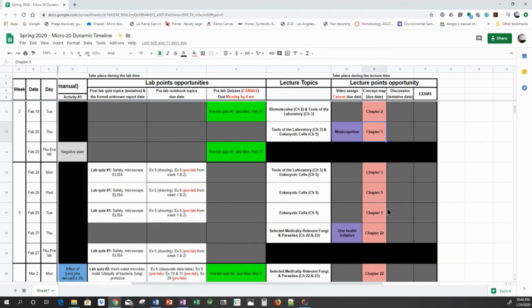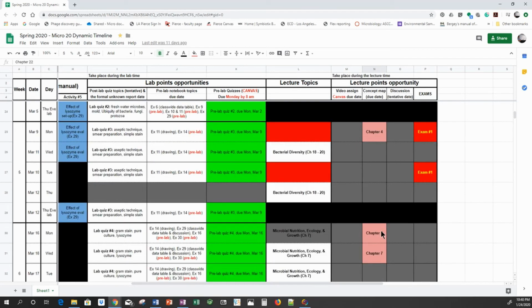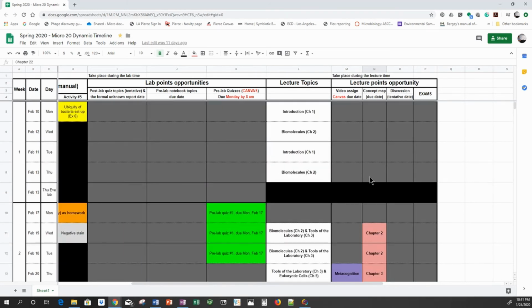Now let's take a look at one more example. In week 3, if you are on Monday, Wednesday section, I would be collecting chapter 3 concept map on Monday and chapter 5 concept map on Wednesday. Now if you are on Tuesday, Thursday section, I will collect chapter 5 concept map on Tuesday and chapter 22 concept maps on Thursday, and so on and so forth. They are all listed over here. Okay, let's take a look at the next lecture component.